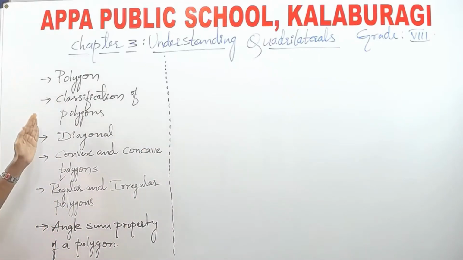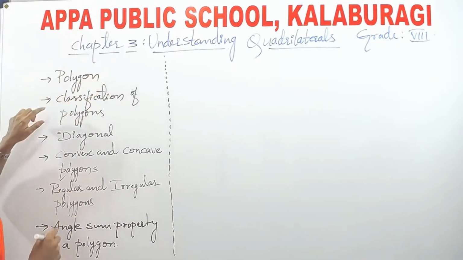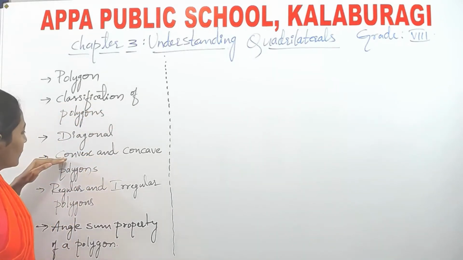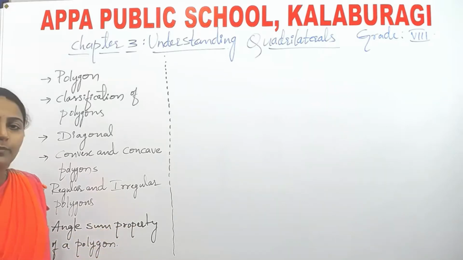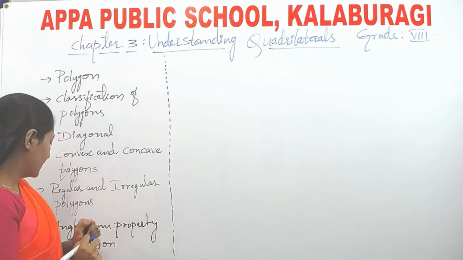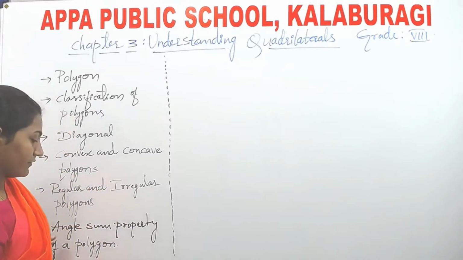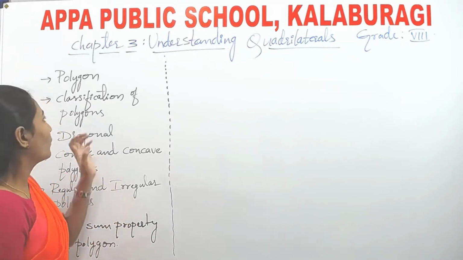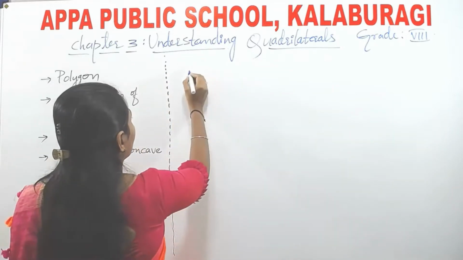The terminologies, whatever I have written, you can see here. The first one is the polygon, and the second one is classification of polygons. Next, diagonal. Next, convex and concave polygons, regular and irregular polygons, as well as the angle sum property of a polygon. You also have to study the exterior angle sum property of a polygon, which we will study after the last one, the angle sum property of a polygon. So one by one we will see, first we need to study what a polygon is.